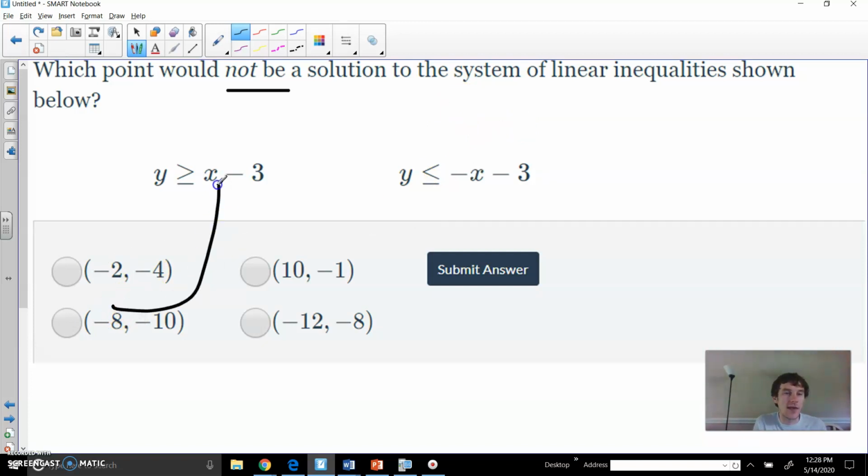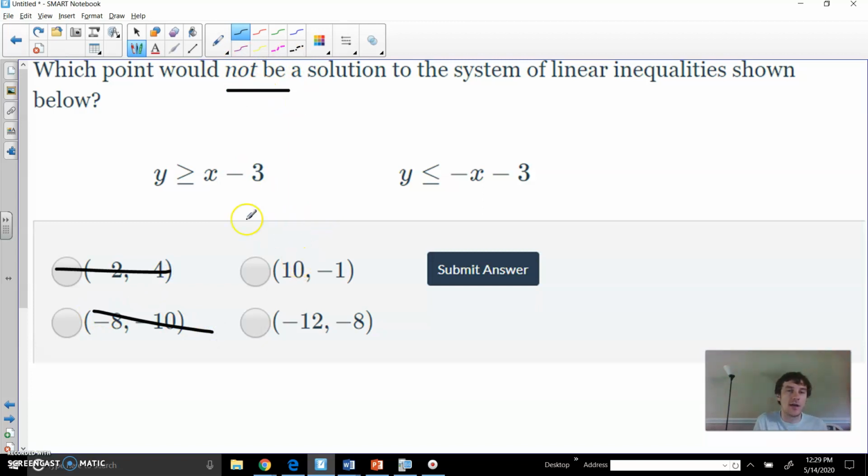Let's see, -8 in for x minus 3, that's -11, and it's wanting me to put -10 over here, so -10 is greater than -11. That's good. Now when you plug the -8 in for -x, that'd be +8. Let's subtract 3, that gives you 5. I'm supposed to plug -10 in over here, and again, that's true, -10 is less than 5. So both of these are working so far. We're looking for the one that's not.